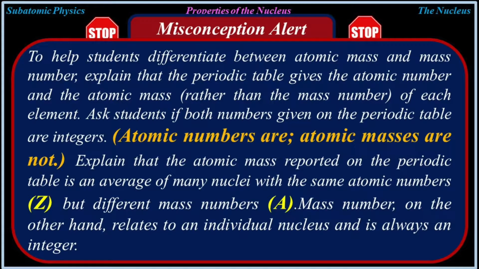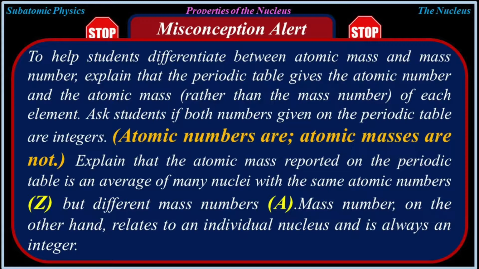Misconception alert. To help students differentiate between atomic mass and mass number, explain that the periodic table gives the atomic number and the atomic mass rather than the mass number of each element. Ask students if both numbers given on the periodic table are integers. Atomic numbers are; atomic masses are not.